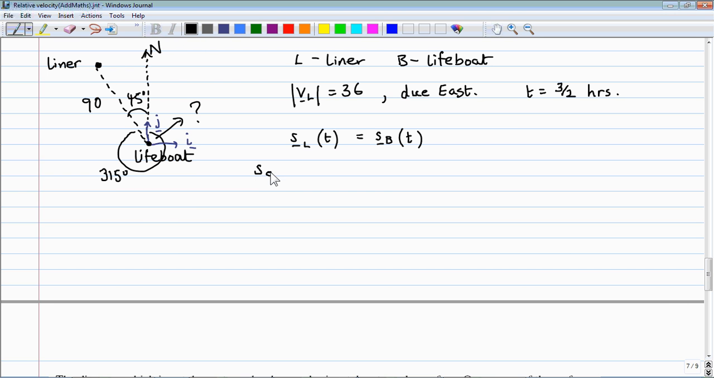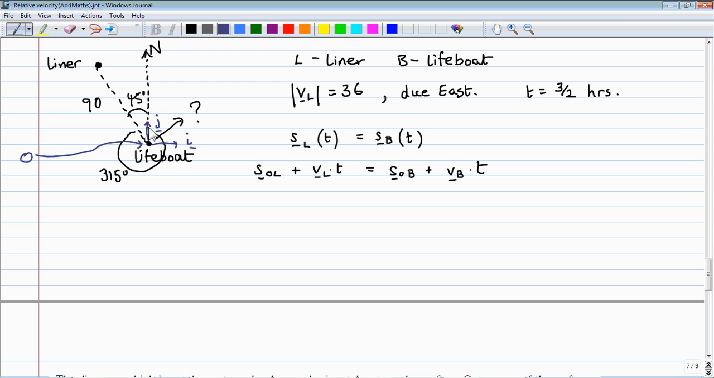So S, the starting position of the liner, plus the velocity of the liner times t, must be equal to the starting position of the lifeboat plus the velocity of the lifeboat times t. So here t is a scalar and the others are vectors, so make sure you make that clear. Now, the most natural way is to define the origin to be where the lifeboat starts. We could define the liner's position to be the origin, but I prefer to do it this way. It's up to you.